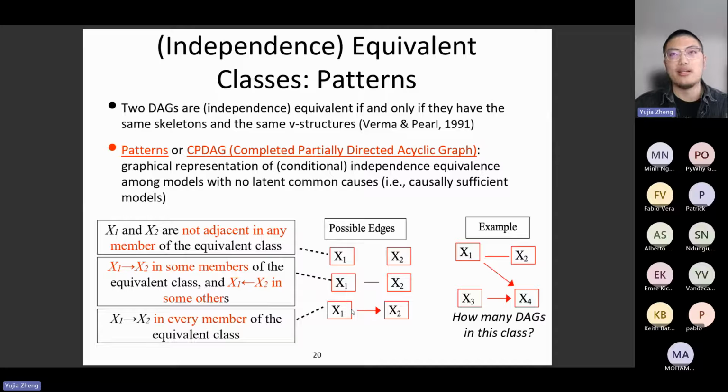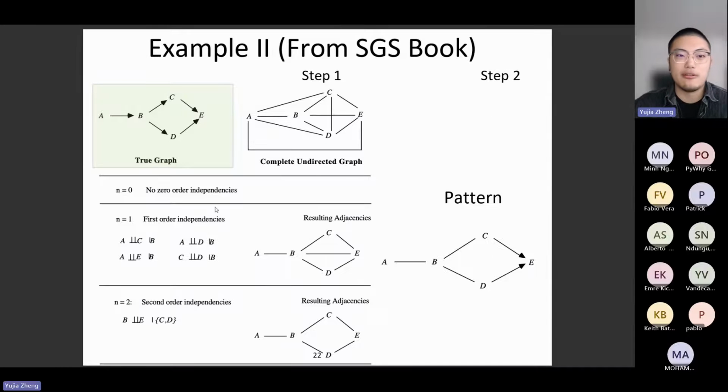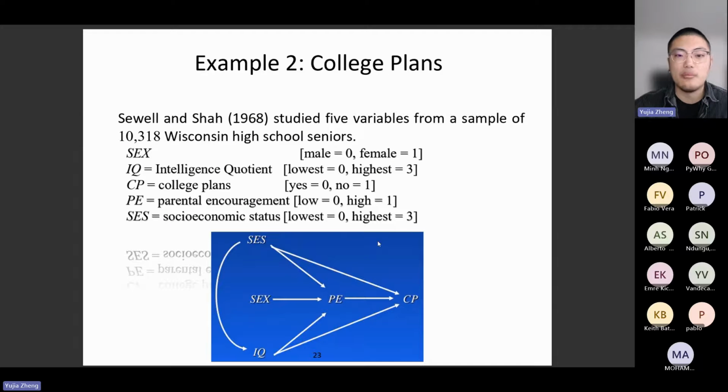That means there will be a causal effect from X1 to X2 in every member of the equivalence class. So for example, in this CPDAG, there actually exist two DAGs, because we can have two directions for the edge between X1 and X2. Another example: from a complete undirected graph, we can remove edges according to the conditional independence relations to get the correct skeleton. Then we find the v-structures based on the conditional independence relations, and we can do the constraint-based search like that.